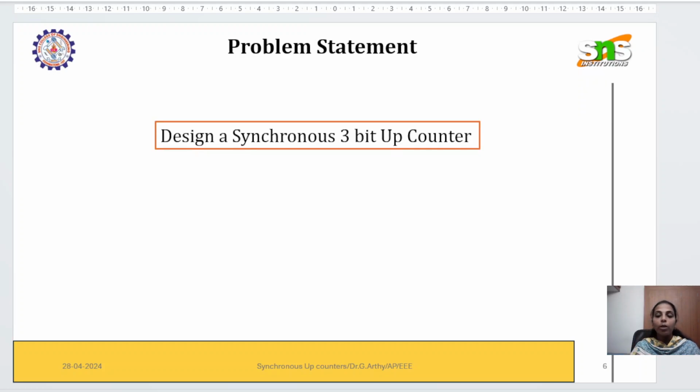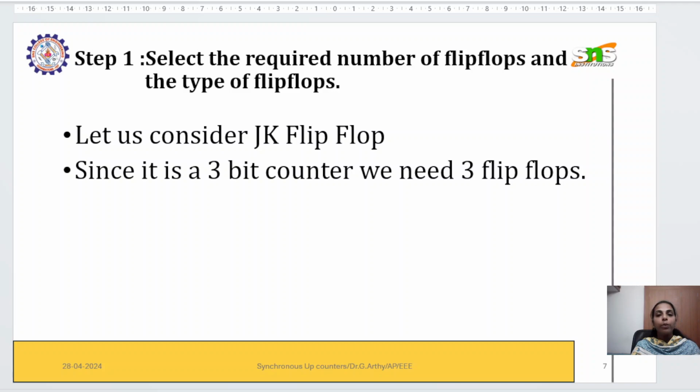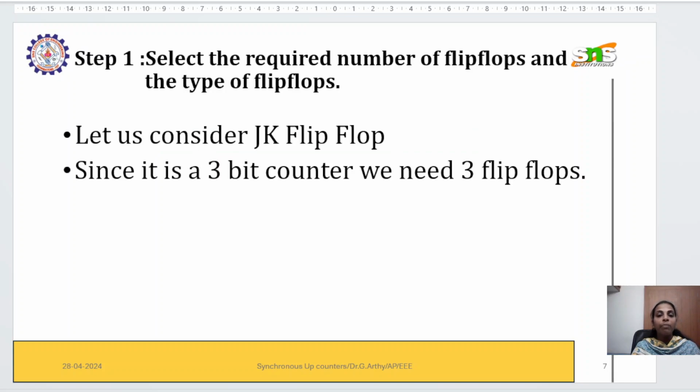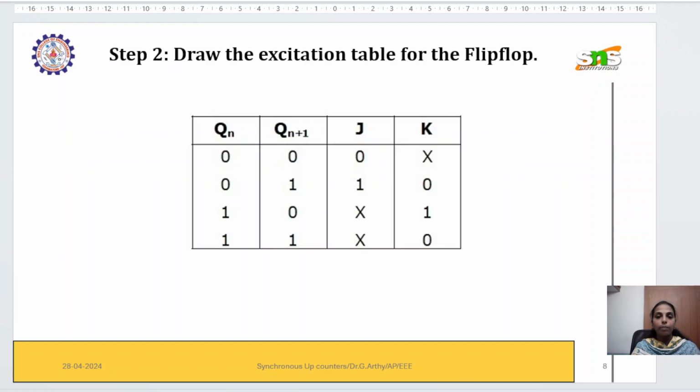Now we are going to see a problem statement, that is, to design a synchronous 3-bit up counter. First we follow step 1, which states the number and type of flip-flops. We are asked to design a 3-bit up counter. If we want to design a 3-bit counter, then we need 3 flip-flops. If it is 4-bit, 4 flip-flops, 5-bit, 5 flip-flops, and so on. Now we are going to consider the JK flip-flop for our purpose. Any flip-flop, D or T, can be used.